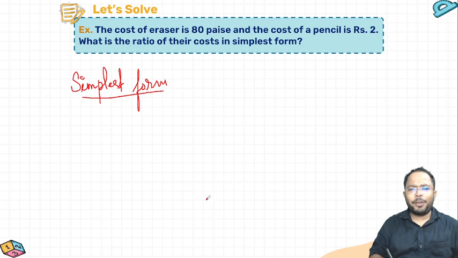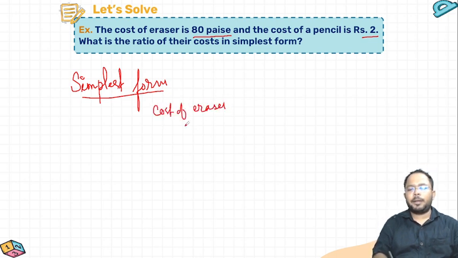Okay, so I'm hoping you have done. Let's find the simplest form of this. Cost of eraser is 80 paise and cost of a pencil, so we need the cost of eraser by cost of pencil, the ratio in simplest form. So it's 80 paise and it's 2 rupees.